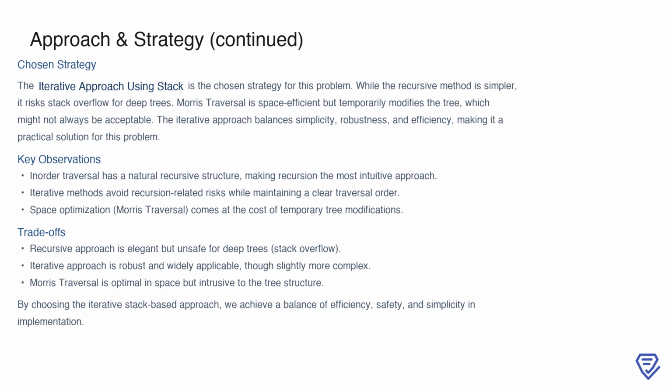While the recursive method is intuitive and elegant, it poses a risk of stack overflow in cases of deep or highly unbalanced trees. Morris traversal, on the other hand, is an excellent space-efficient alternative, but it modifies the tree structure temporarily, which may not align with the requirements in all scenarios. The iterative approach strikes a balance between these trade-offs.